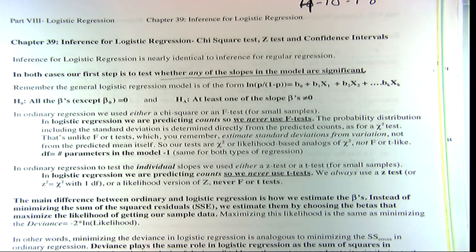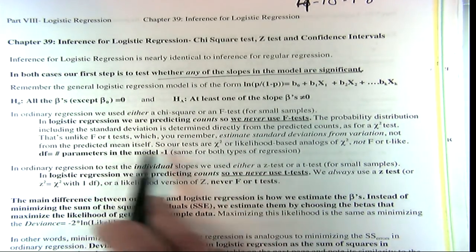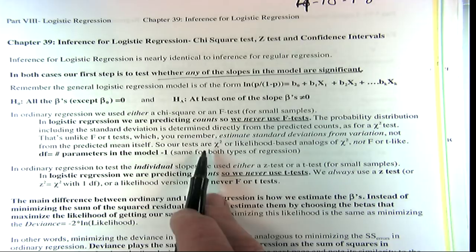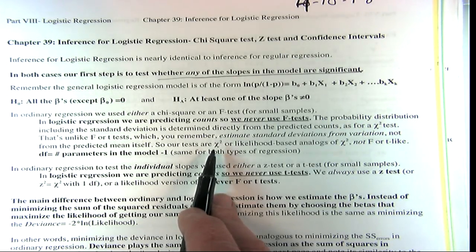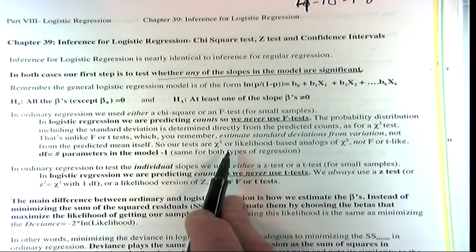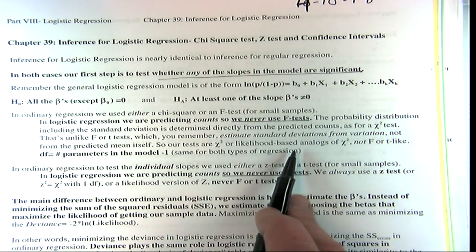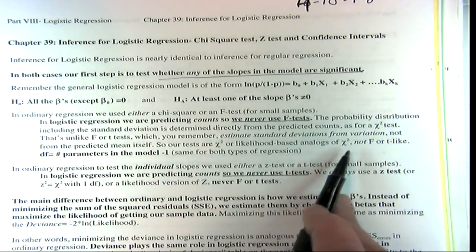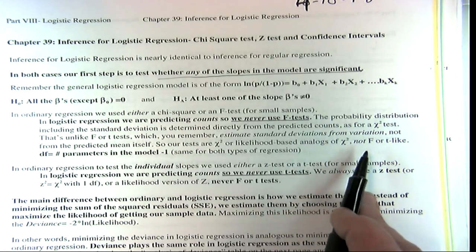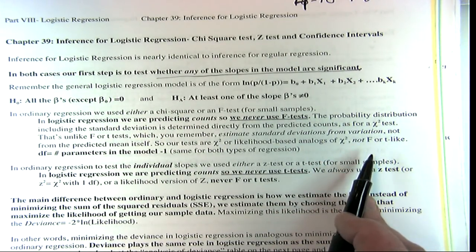We never do, in fact. It's wrong to. It doesn't follow a T or F. So our tests are going to be chi-square tests, which are like the sum of z-squareds, or actually likelihood-based analogs of chi-squared. So they're not F or T-like at all. They don't depend on the sample size.